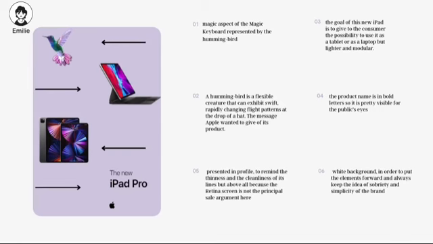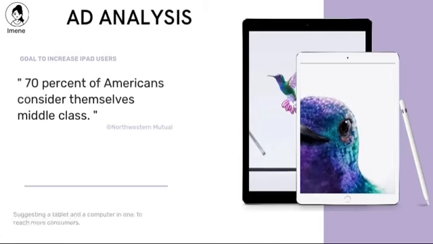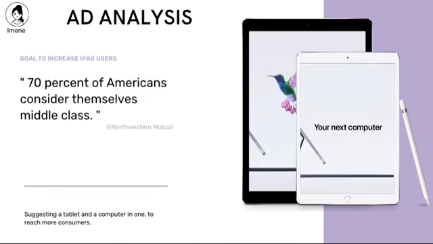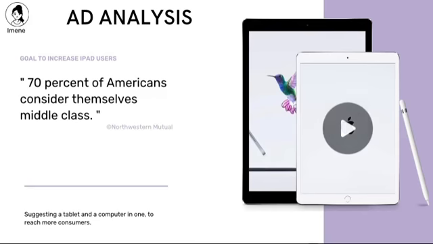We can add that the image background is white in order to put the elements forward and always keep the idea of sobriety and simplicity of the brand. By connecting the aesthetic aspect of the ad to the product and its range, this product is intended to a specific social class, the middle class. A survey by Northwestern Mutual found that 70% of Americans consider themselves middle class. The class includes a combination of education level and income, almost professional.